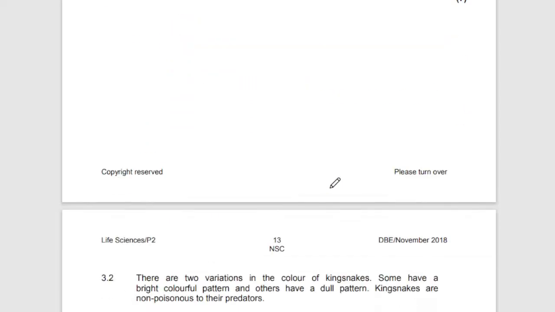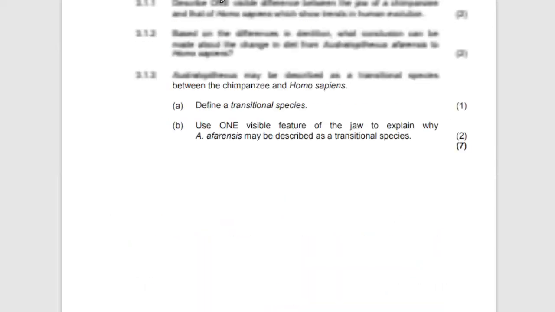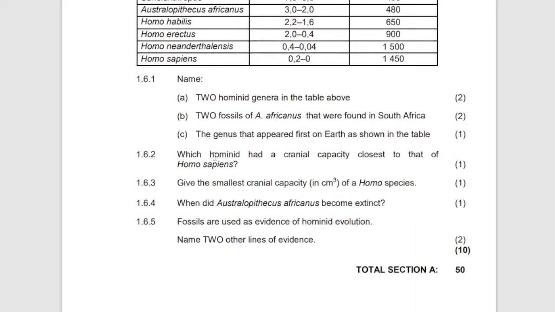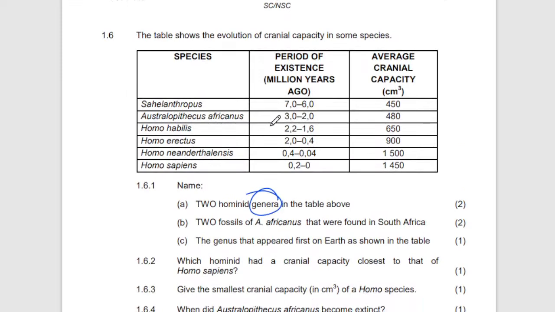So lastly, that was the question concerning this. Now this one is talking about the brain. Name two genera. When they talk about the genera of an individual, please always talk about the genus. The genus is the first name, so you have to count the first name. And then the species, then you talk about the second name.